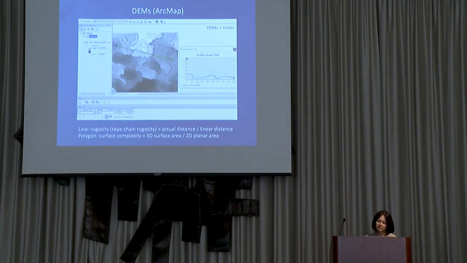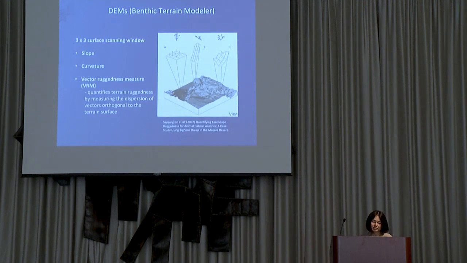You can process DEMs in ArcMap. If you draw a line, you can calculate rugosity, which is actual distance along the contour divided by linear distance, or you can use a polygon to get surface complexity, which is 3D surface area divided by 2D planar area. Also using ArcMap, with an extension called Benthic Terrain Modeler, you can extract metrics like slope, curvature, and vector ruggedness measure, VRM. These metrics use a 3x3 surface scanning window. For example, VRM looks at these 9 vectors orthogonal to the surface and measures their dispersion. With these metrics, you get a value for each cell, so you can take an average to get mean slope, mean curvature, or mean VRM for your plot.